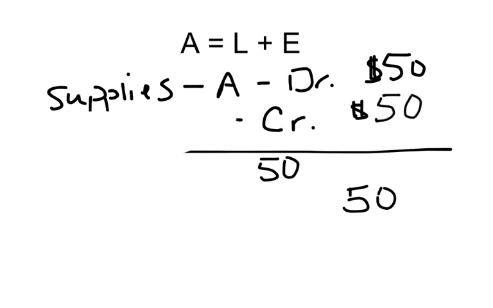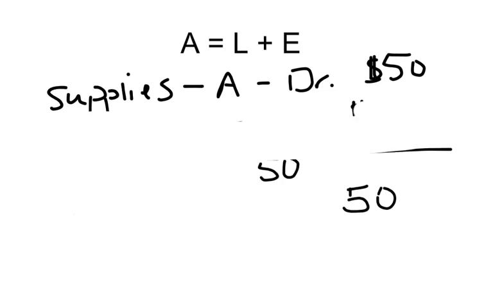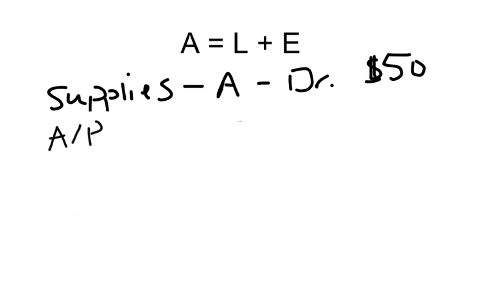The second example we gave before was that we purchased supplies on account. So we're still purchasing supplies. That didn't change. But what did change is that instead of paying for them, we now owe someone. We talked about before that that's a liability, and we called that accounts payable. We owe someone money. So we know that's a liability account.